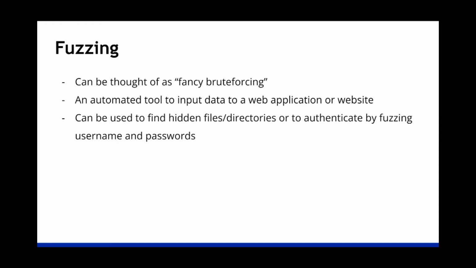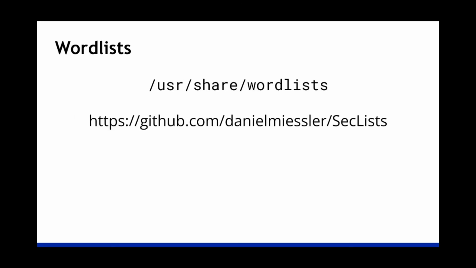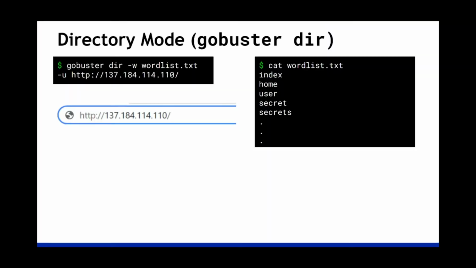As we saw, port 80 was open. There wasn't much to see, but maybe there are hidden files or directories that we can figure out. These are the word lists that we are going to be using, mostly the word lists in the user share directory, and then we're also going to be using cyclist for our last challenge. Okay. The first tool that is used for fuzzing is gobuster.